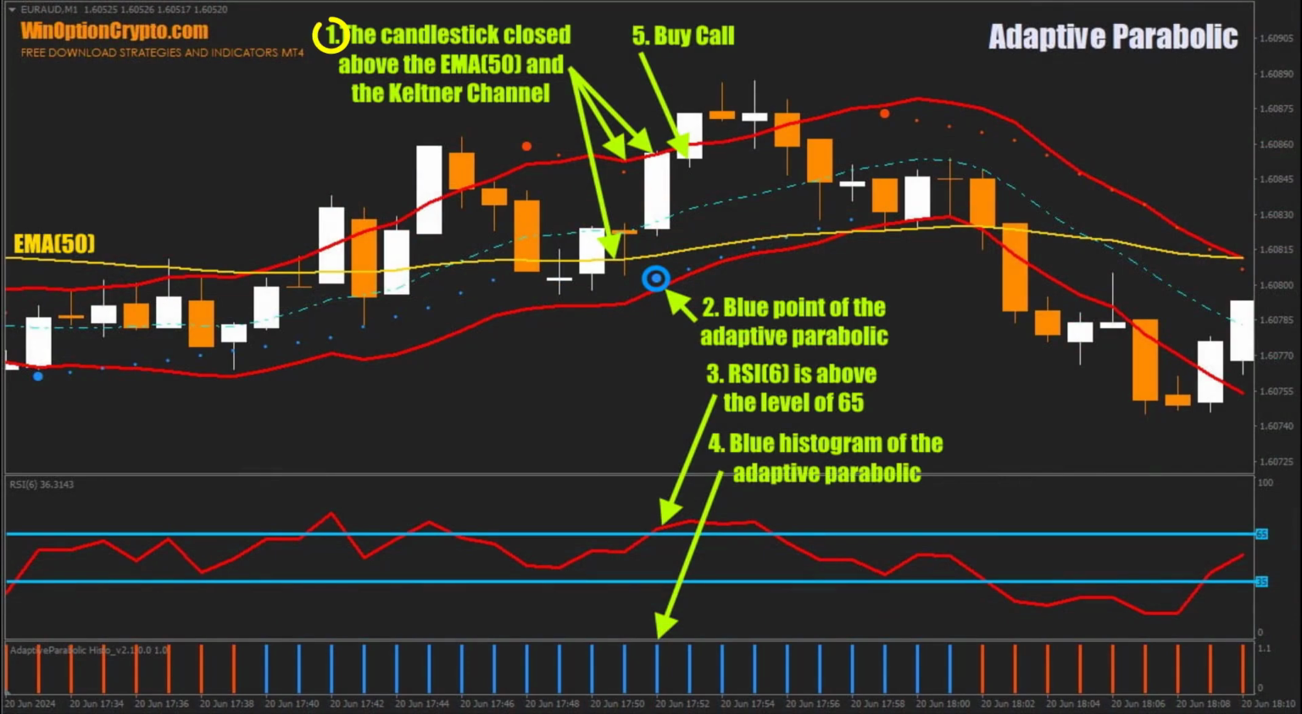To buy call options, you need to: 1. Make sure that the trend is upward, the candle closed above EMA 50 and the Keltner channels. 2. A blue dot of the Adaptive Parabolic appeared. 3. The RSI indicator value is greater than 65. 4. The Adaptive Parabolic histogram is blue. 5. At the opening of a new candle, we buy a call option.